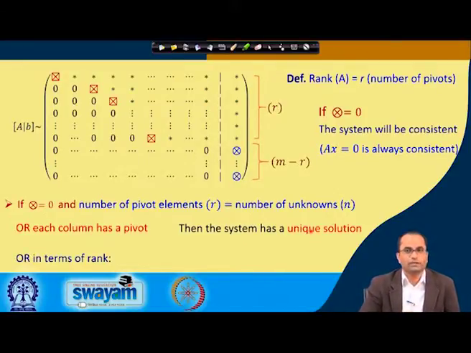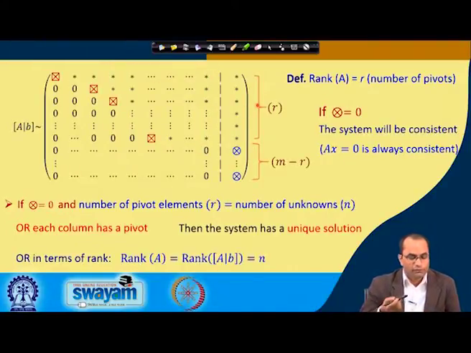We will discuss all these with the help of an example today itself. In terms of rank, if we talk about the rank of A and the rank of the augmented matrix, they will be the same now, and that is equal to this R or equal to this N. That is the case in terms of rank, which we will discuss in more detail later on.